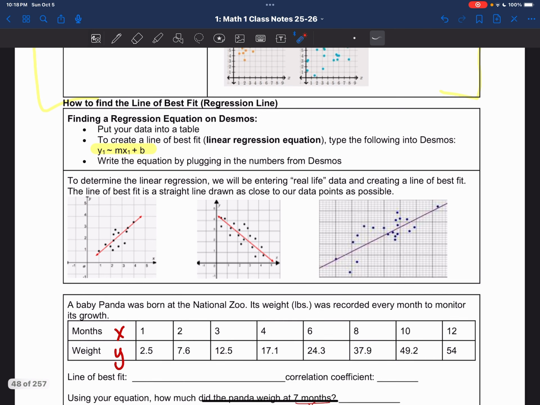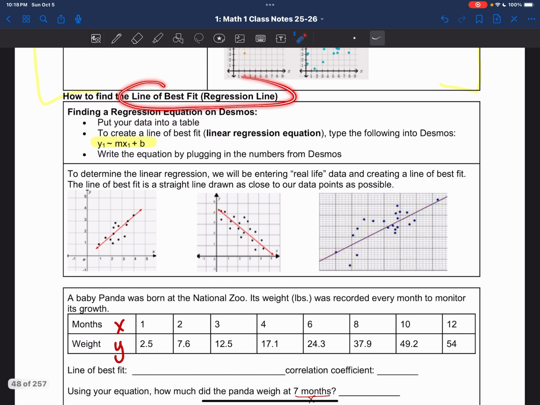All right, now we're going to talk about the line of best fit, which is the regression line. So we're actually going to use Desmos on this. We're going to make a table on Desmos, and then create a line of best fit. Now, you're lucky because they just did an update where we do not have to enter in that equation anymore. So we can actually just select an option, and it will give you the linear regression from it. So to determine linear regression, we'll be entering real-life data and creating a line of best fit.